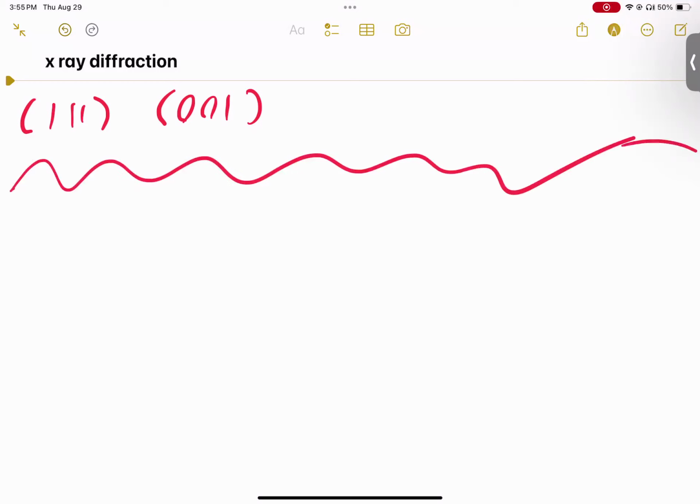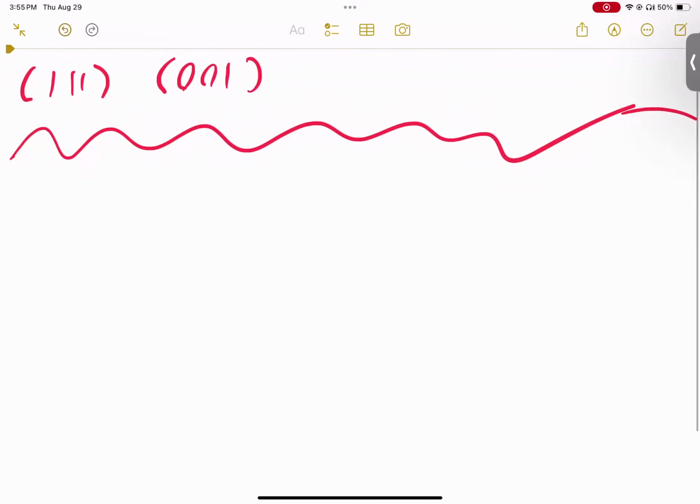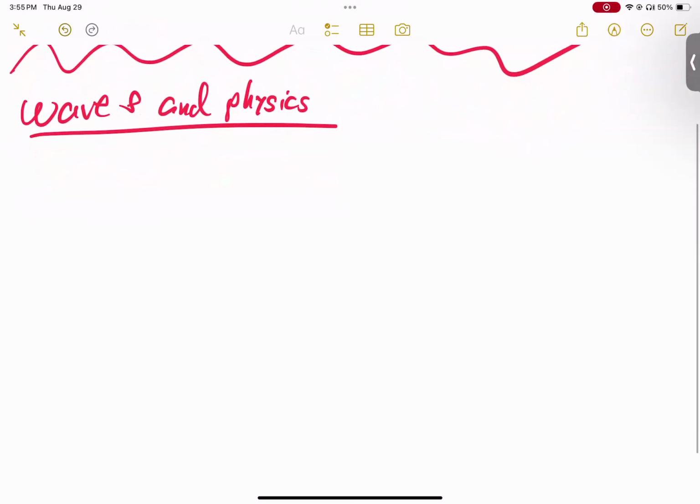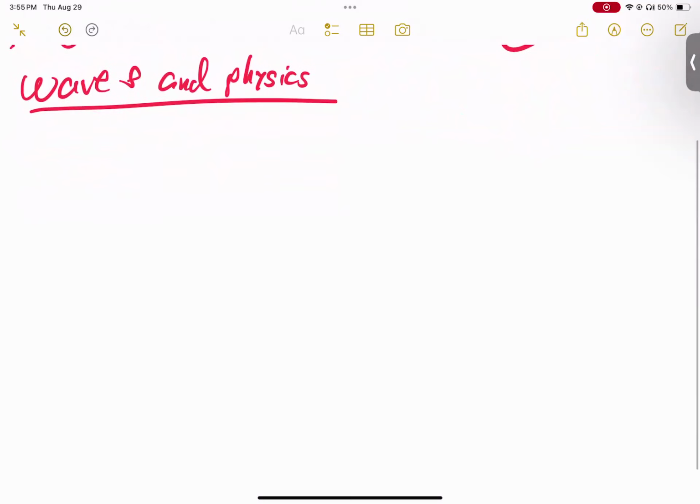So X-ray diffraction. Before we go on to talk about the specifics of X-ray diffraction, let's just go over some basic wave physics. Waves and physics, because we all love physics, right? Anyways, first we should talk about the basic anatomy of a wave.